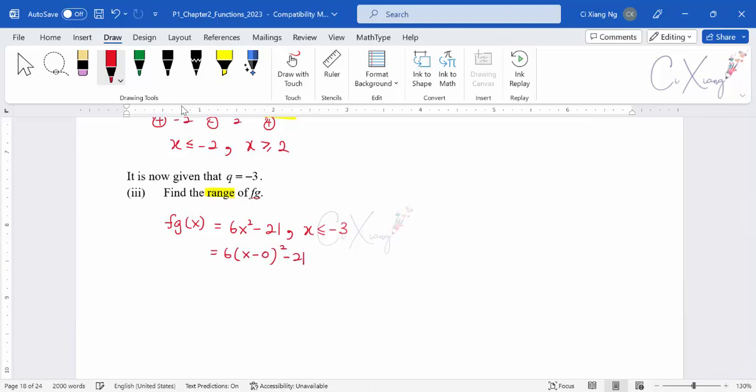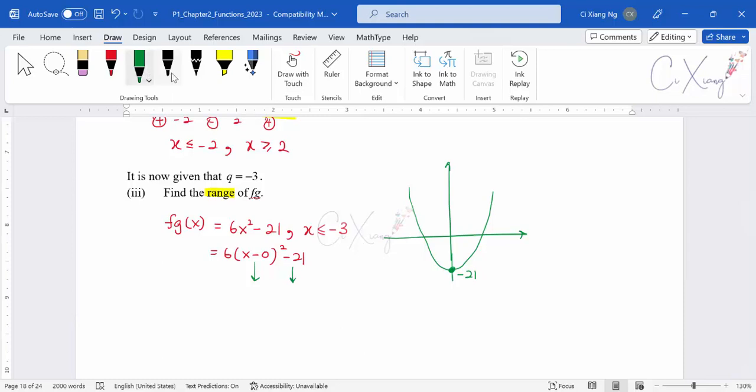So I'm having 6(x minus 0) squared minus 21, which means that the stationary point or the vertex of this curve will be at x equals 0 and y equals negative 21. So by right, your graph should look something like this. It should be a U shape, right? By using the concept that we learned earlier, we try to sketch out the diagram in a simple way.